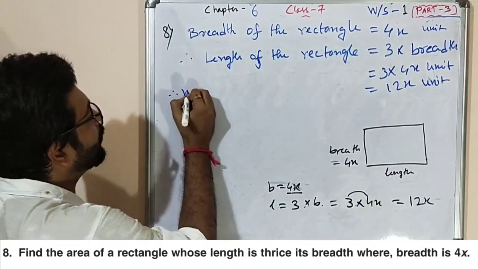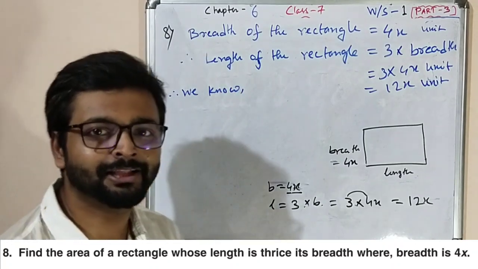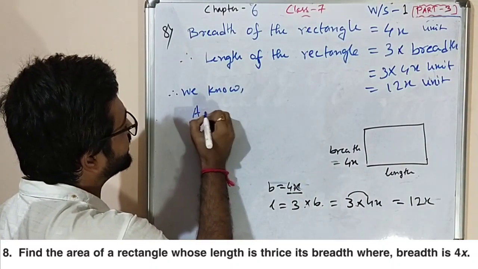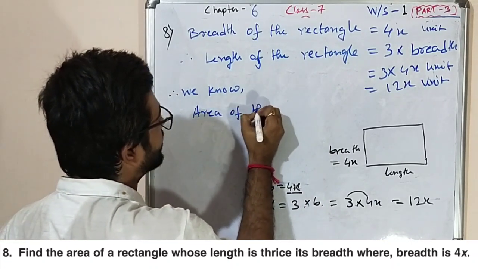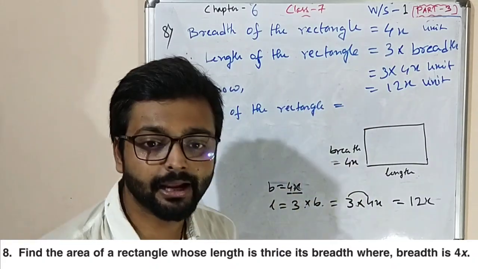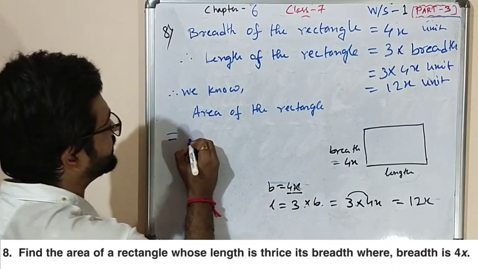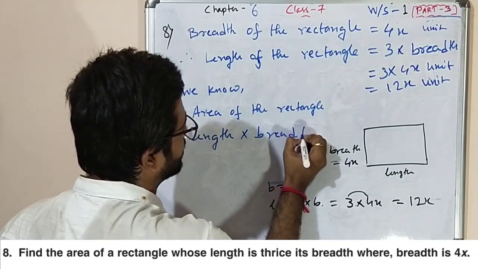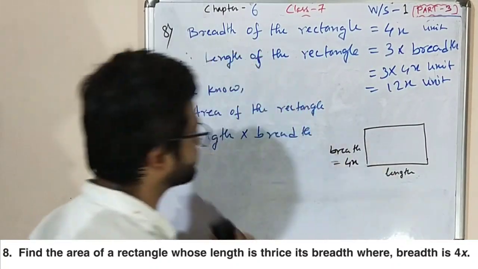So now guys, we know that area of the rectangle, because I have to find the area. So area of the rectangle equals to what? Area of the rectangle equals to length into breadth. Okay guys, I am going to write over there length into breadth, the same formula. So chalo, let me rub this first.